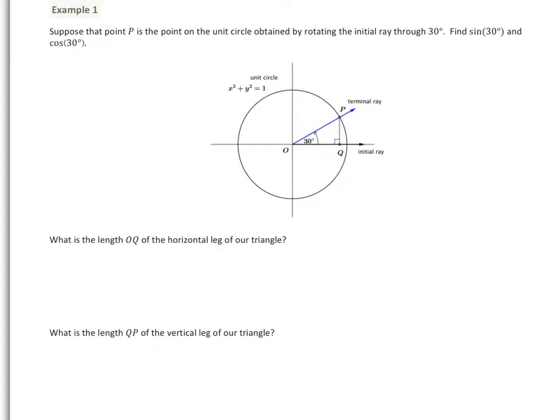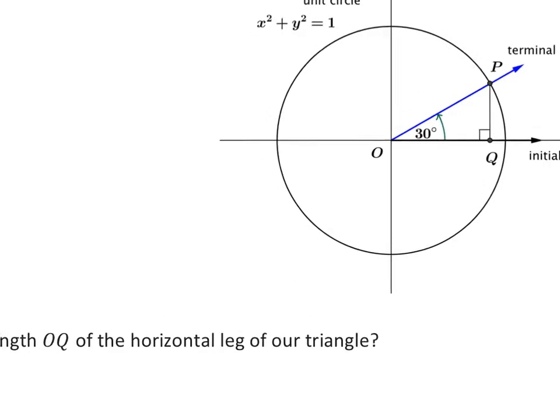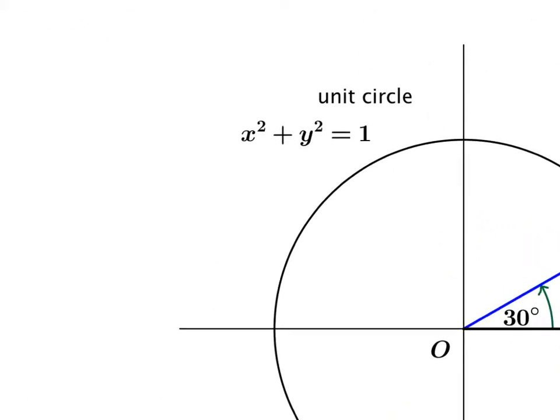Suppose that point P is the point on the unit circle obtained by rotating the initial ray through 30 degrees. Find sine 30 degrees and cosine 30 degrees. Before we do that, you need to understand what this is here. X squared plus y squared equals 1 is the unit circle. If you were to graph that, it would make a circle with a radius of 1.